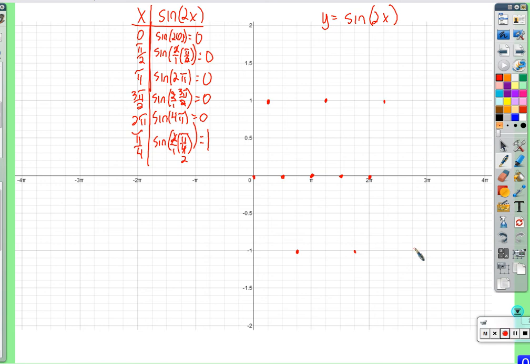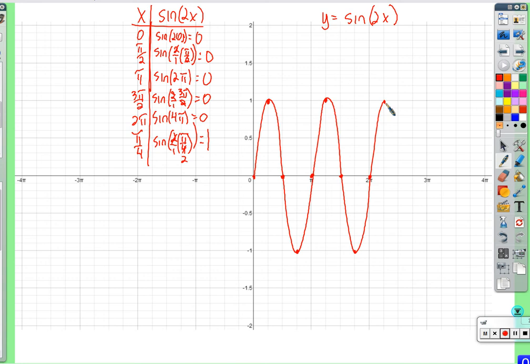Made it smaller. How much smaller? 2 times smaller? That's not a bad guess because we're multiplying by 2. Okay, let's just stay with that. 2 times smaller. It went from 2 pi to what's the period now? 1 pi. Went from 2 pi to 1 pi.